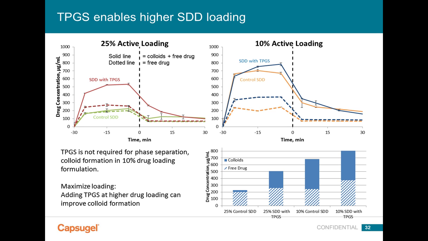However, if you're interested in maintaining a high active loading or increasing it beyond this 10% active, adding TPGS to a system like this is quite helpful for maximizing loading. The 25% loading with TPGS has much more similar performance to the 10% loading than to the control. So that shows that the inclusion of TPGS can be helpful in situations where maximizing the active loading is critical.